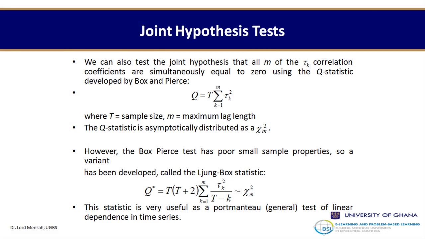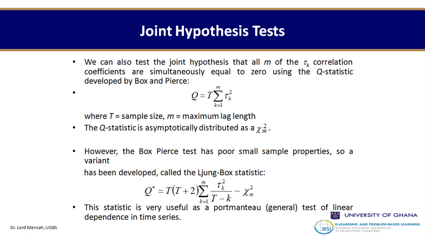However, the Box and Pierce test has poor small sample properties, so an improvement was introduced, the Ljung-Box statistic. In the end, they just adjusted the degrees of freedom, using T plus 2 times T, and then divided by an extension of the degrees of freedom, and still compared it to the chi-square distribution.